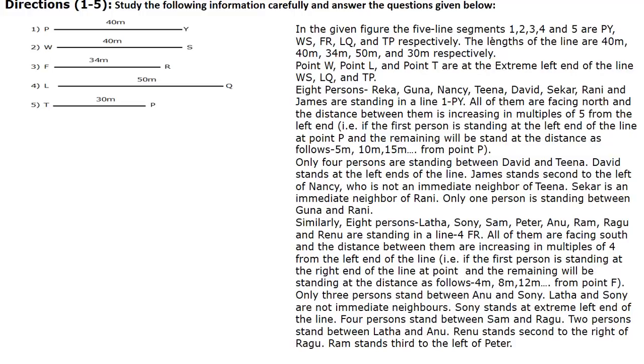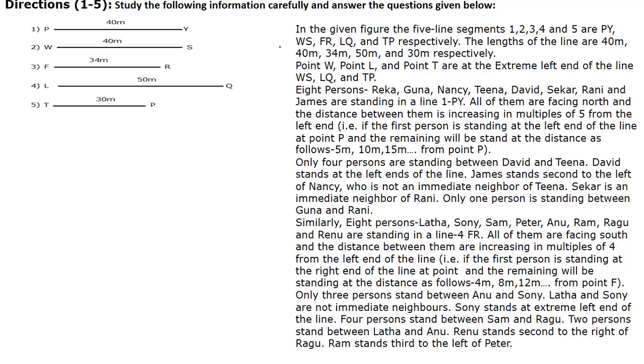In the given figure, the 5 line segments 1, 2, 3, 4 and 5 are PY, WS, FR, LQ and TP respectively. So here friends, this is the given figure. So in this figure, there are 5 line segments, that is 1, 2, 3, 4 and 5. So this is PY, this is WS, the third one is FR, fourth one is LQ and the last one is TP respectively. Alright, the length of this line is 40 meters. Okay, the next one is 40 meters again, then 34 meters, then 50 meters and 30 meters respectively. So whatever I have told you in the beginning is given in the first paragraph.